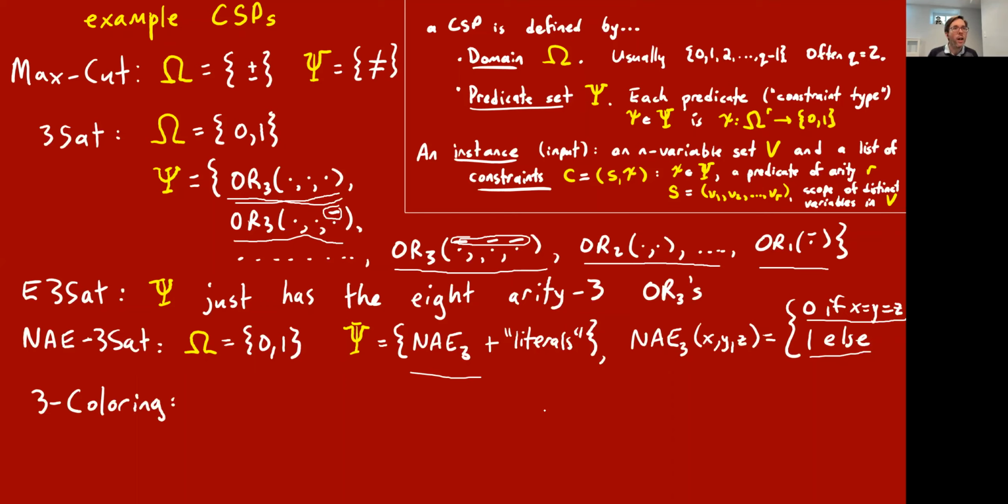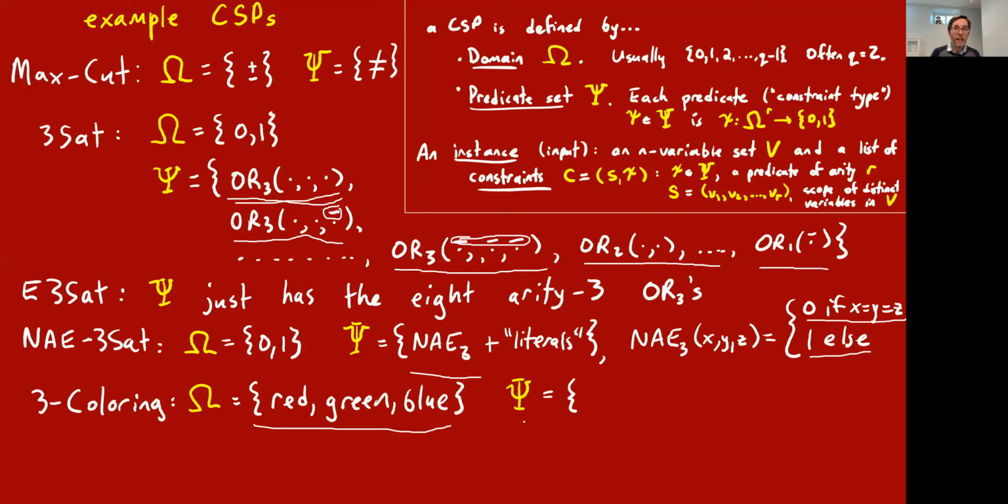Anyway. 3 coloring is a very popular algorithms problem, and it's also a CSP. So here, on one hand, you think of it as a graph. You're trying to color the vertices with 3 colors. But again, you can think of the vertices as variables, and the domain is red, green, blue. So you're trying to assign one of 3 colors to each vertex. And each edge is just insisting that its endpoints get not equal colors. So here again, the predicate set only has one predicate, the not equals predicate. Although formally, this is a not equals predicate that takes a pair of colors and outputs whether or not they're unequal.